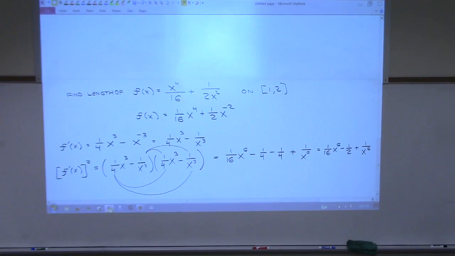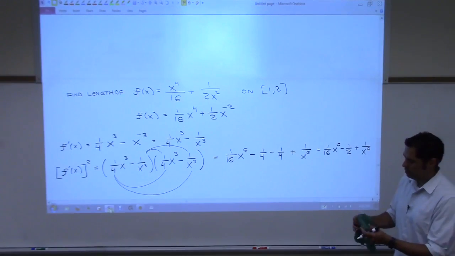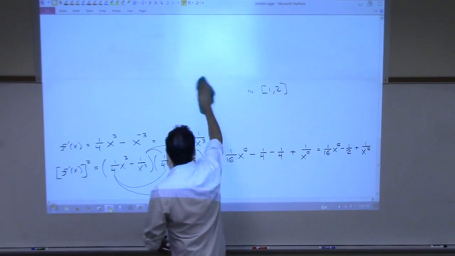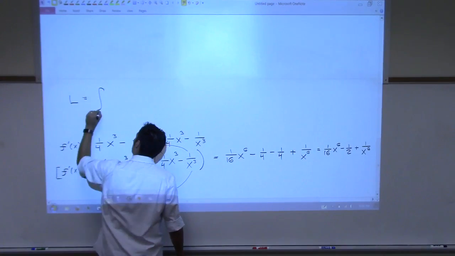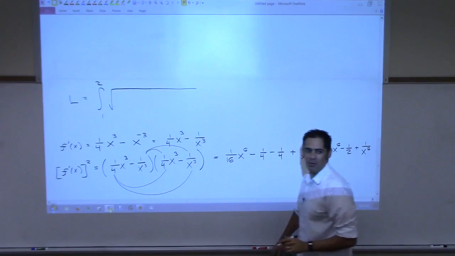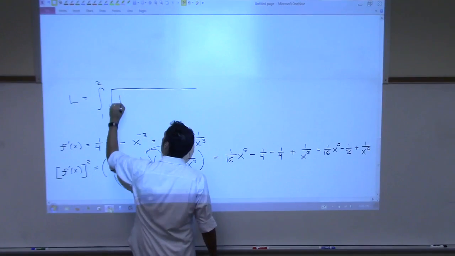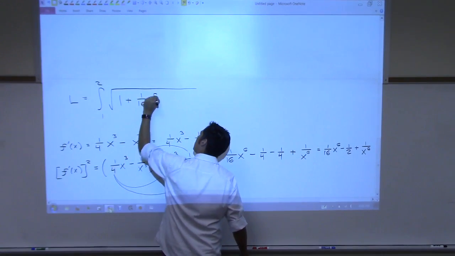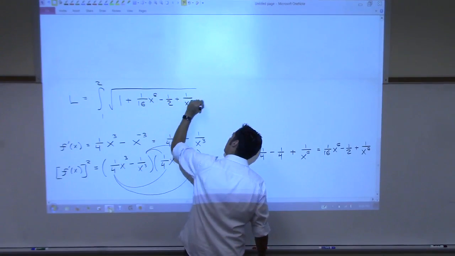I think I'm ready to go to the formula. That was all just my work to get me to this point. The length of this curve should be the integral from 1 to 2. Why is it 1 to 2? That's what I told you, right? I told you it was from 1 to 2. The square root of 1 plus 1/16 x to the 6th minus a half plus 1 over x to the 6th, dx.